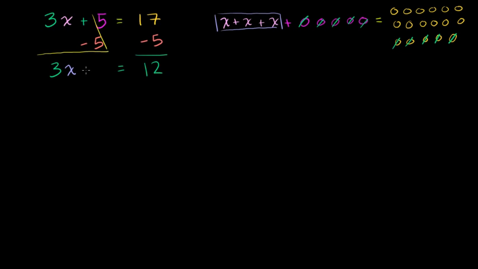So now we have it in a pretty straightforward form. 3x is equal to 12. All we have to do is divide both sides of this equation by 3. So we're just left with an x on the left-hand side. So we divide by, let me pick a nicer color than that, let me do this pink color. So you divide the left-hand side by 3, the right-hand side by 3. And remember what that's equivalent to.